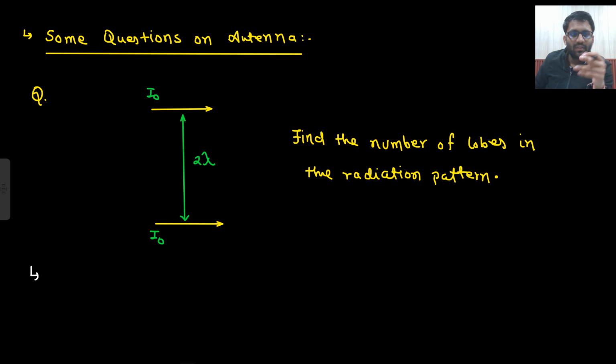But this is a good question. I should have taught it in the theory lecture only, but now we are studying it. So this is a good question. You need to find the number of lobes in the radiation pattern. So there are two antennas. This is a GATE PYQ only.